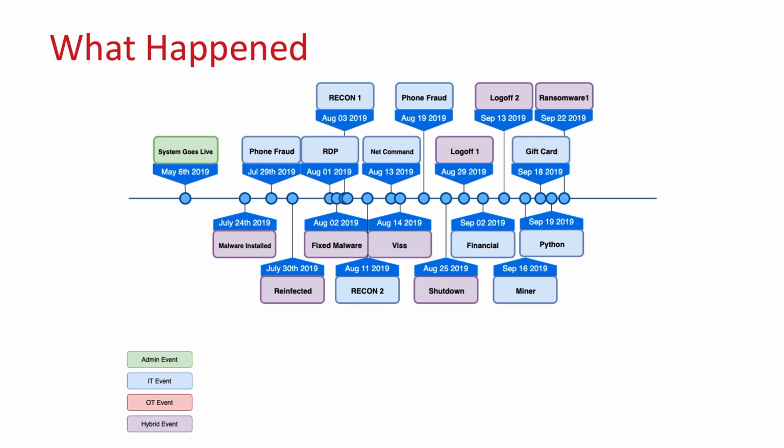Next, we had a bunch of minor things that came up. We had some phone fraud, some people turning on RDP on our system, minor issues that we looked at but didn't really dive too deep into. There were also people who liked to log off of our system for whatever reason. They just didn't like us having a system online. Then we get to our ransomware.